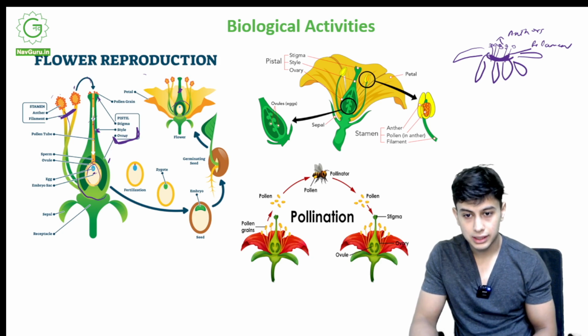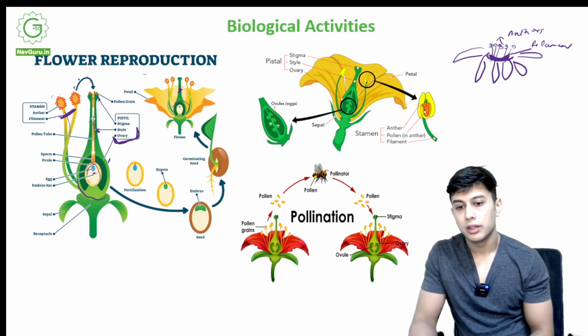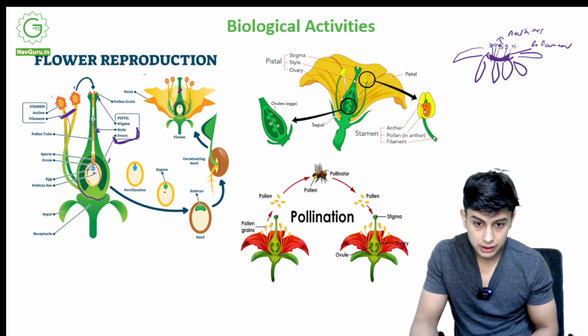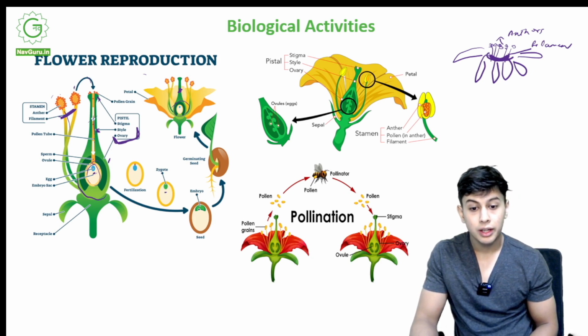You understand this arrow, see this arrow. Sperm went inside through the female reproductive organ, it fertilized the egg. Now this egg became a zygote, see this green part became a zygote. This zygote will grow to form an embryo, a seed.